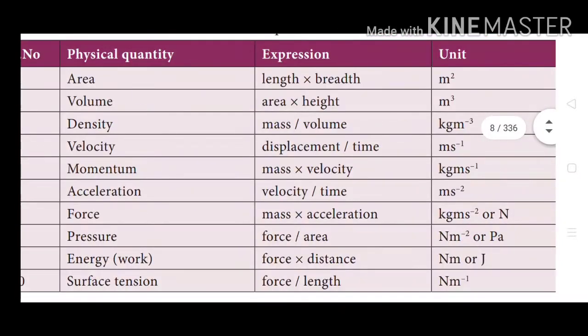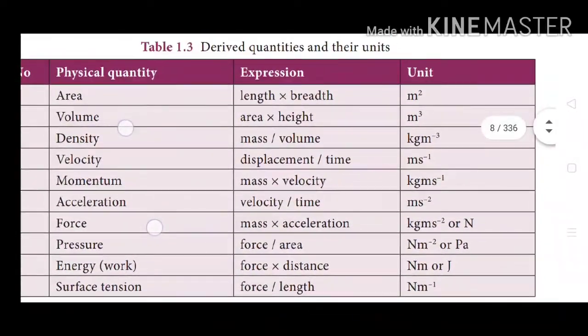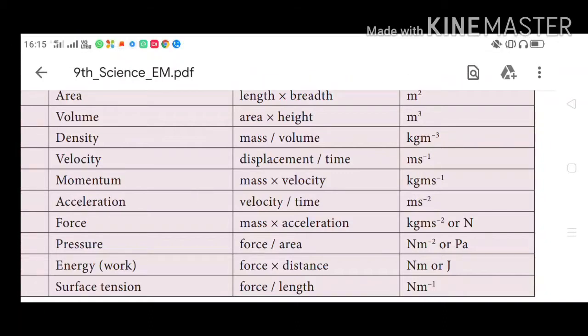The table is the derived quantities table, derived with the help of fundamental quantities. See physical quantity, expression, unit. For example, area has length into breadth. Its unit is meter square. Volume has expression area into height. Its unit is meter power 3. Density is mass by volume. Its unit is kilogram meter power minus 3.